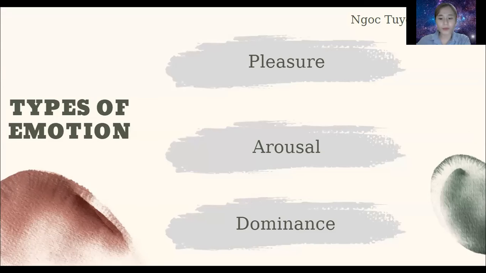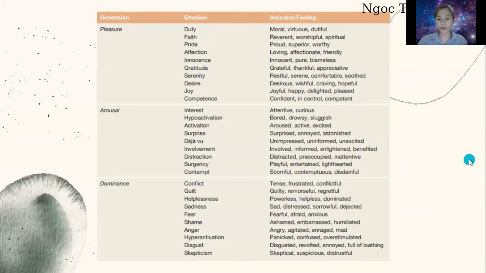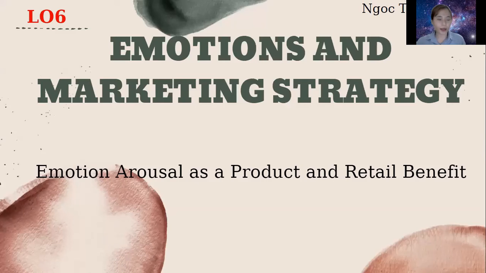It is the type of emotion. There are 3 basic dimensions, that is, pleasure, arousal, and dominance. Specific emotions reflect various combinations and levels of these 3 dimensions. It is shown by this table on the screen. This table shows that there are a variety of emotions and feelings based on these 3 dimensions, that is, pleasure, arousal, and dominance. Moving to the last learning outcome, learning outcome number 6, emotions and marketing strategies.